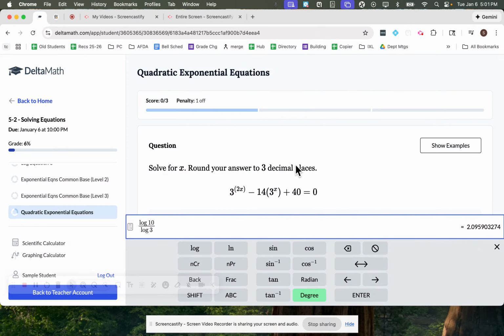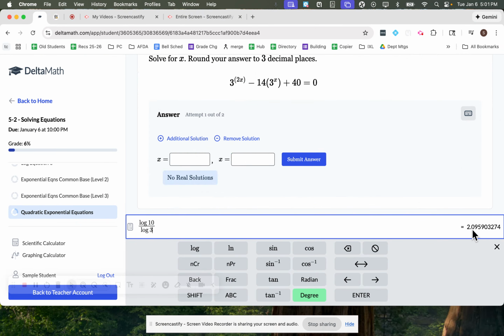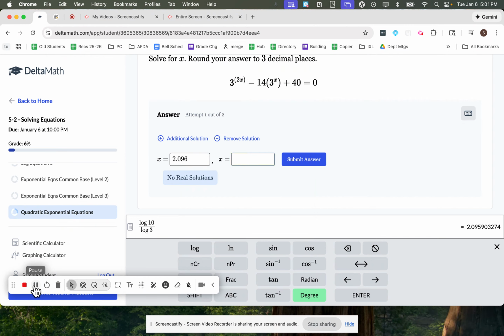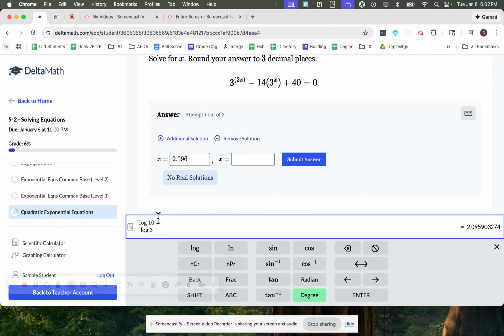2.09 rounded to 3 decimal places. So 1, 2, 3. Oh, I got to round that up to 6. 2.096 was one of them, and the other one was log base 3 of 4. So I'm going to leave that base log down there and then change that. I got 1.26, 3 decimal places, 1.262.